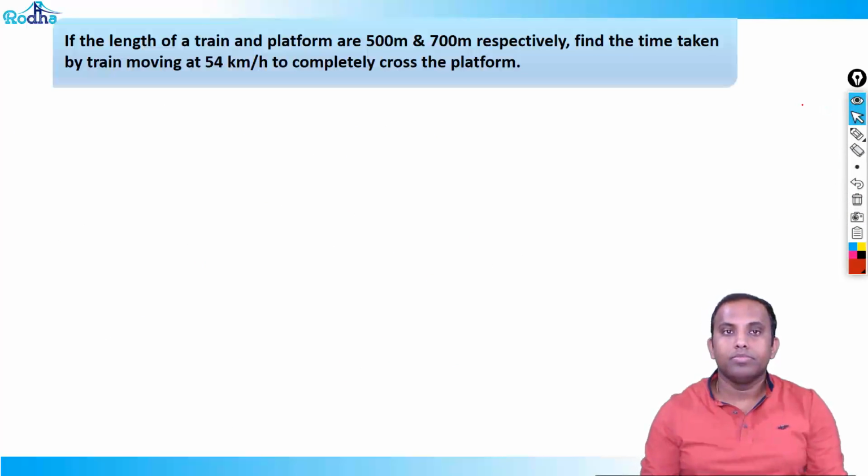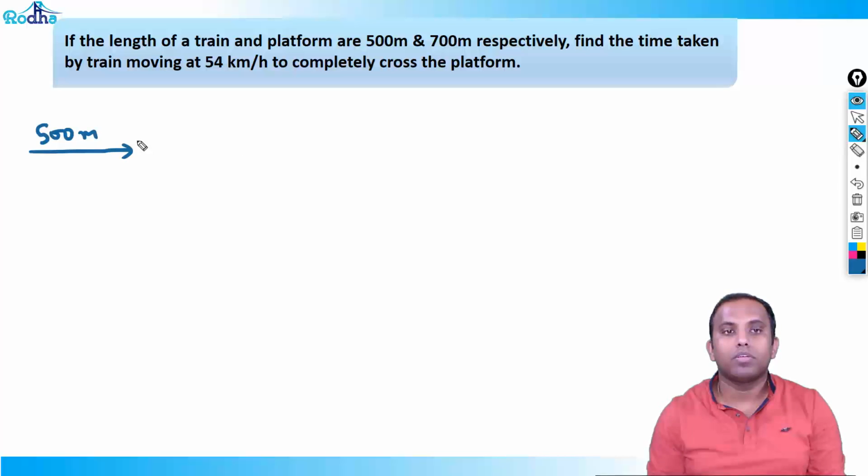First question, we'll see. Very easy one, I hope. If the lengths of a train and a platform are 500 meter and 700 meter respectively, find the time taken by a train moving at 54 kilometer per hour to completely cross the platform. So it's a simple situation: there's a train of length 500 meter, it has to cross a platform of length 700 meter, and the speed of the train is 54 kilometer per hour.